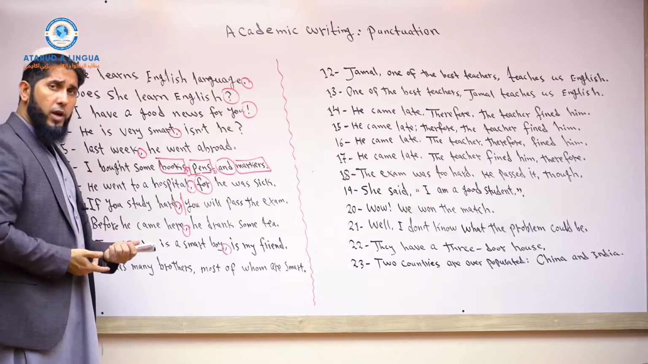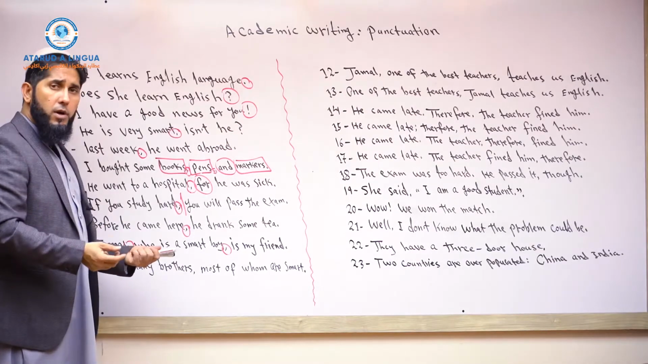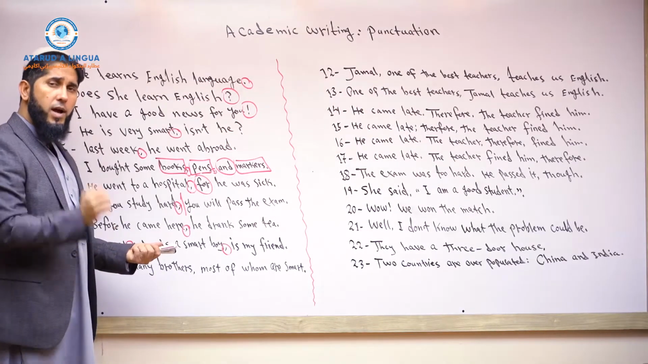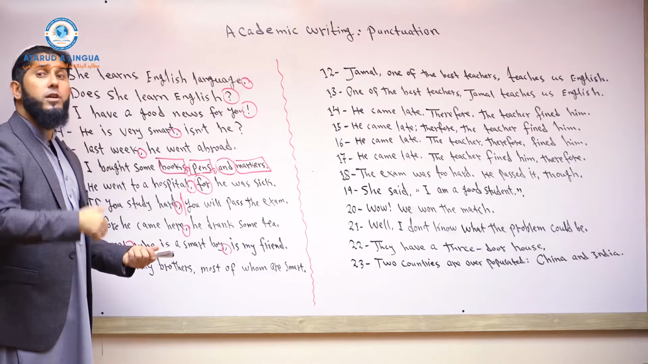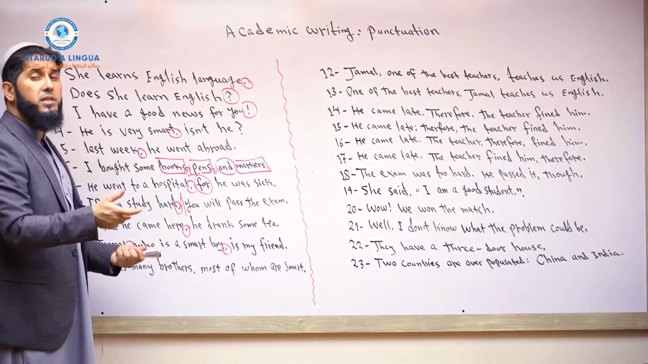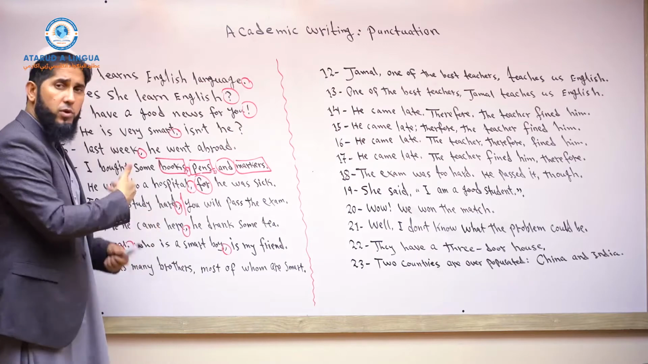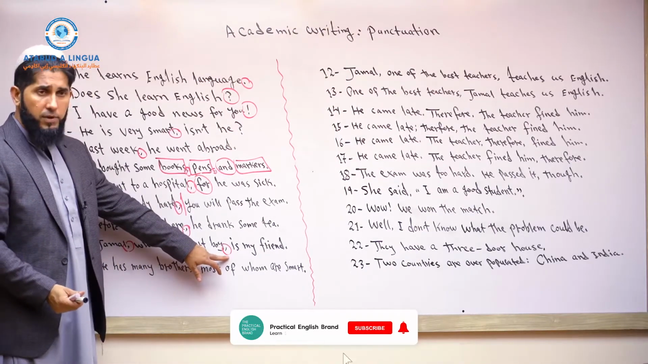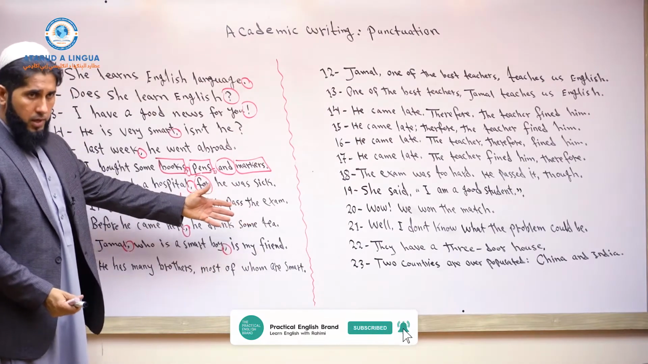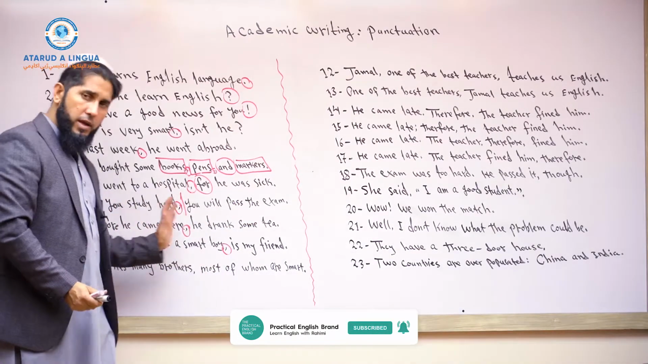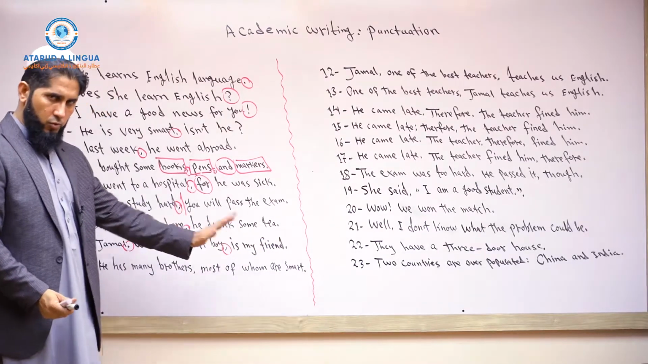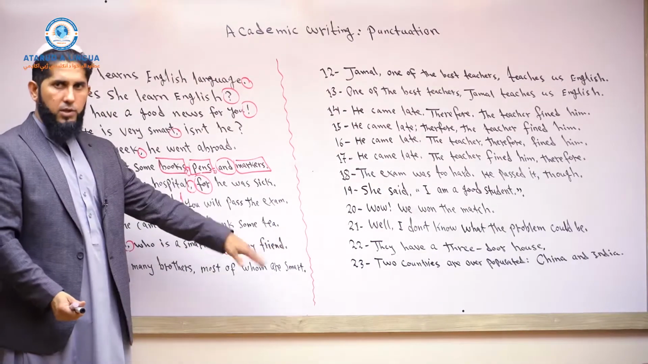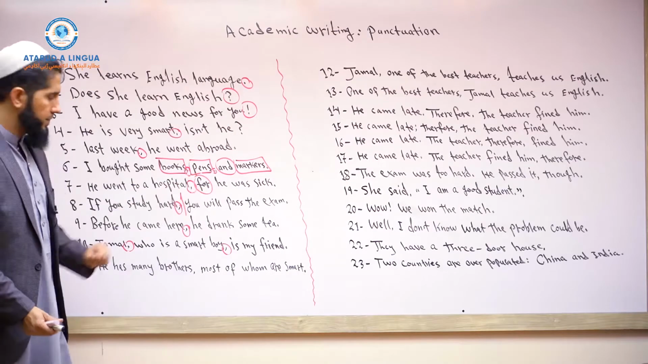So the point is that if you have a non-restrictive or non-defining adjective clause in a complex sentence, and the adjective clause comes in the middle of your complex sentence, you need one comma before your adjective clause, one comma after your adjective clause. Okay, if the adjective clause comes at the end of your complex sentence, if it comes after the main clause, then you need only one comma, not two commas.